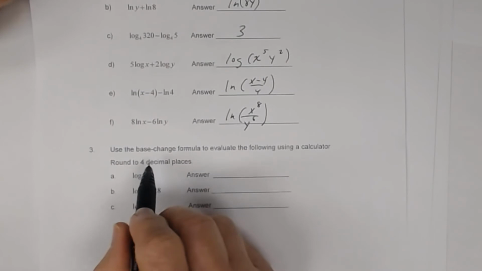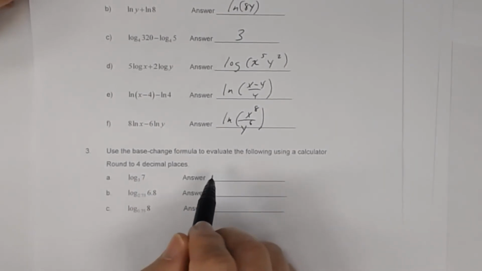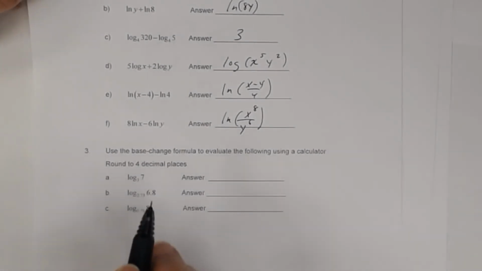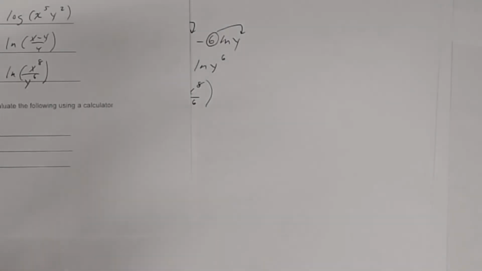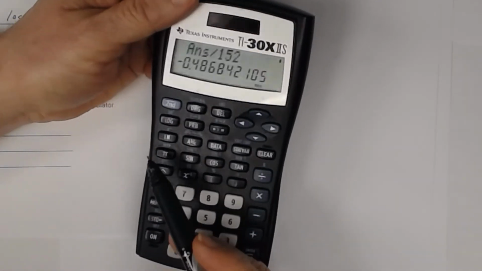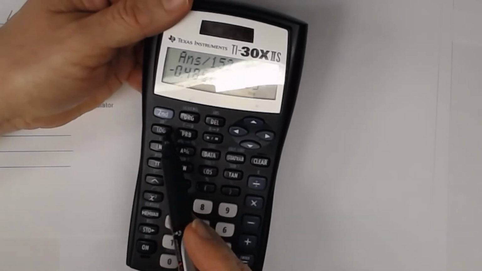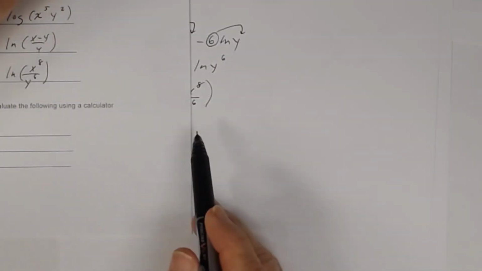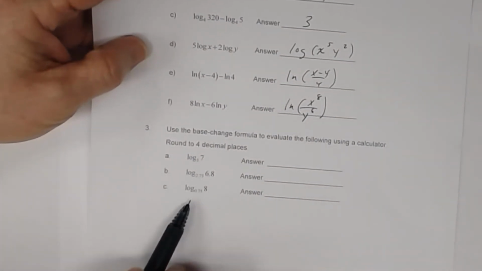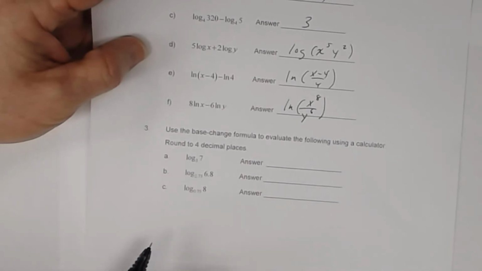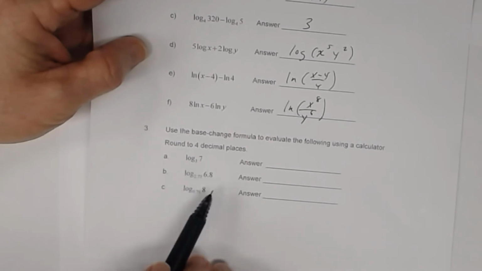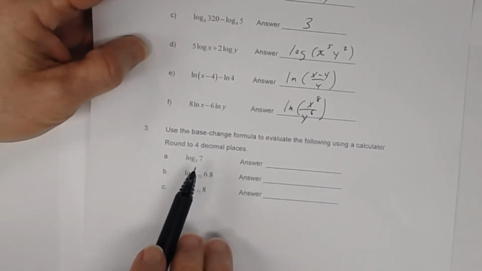All right, now in number 3, they want you to use the base change formula to evaluate the following using your calculator, and it does say round to 4 decimal places. So remember, when using a calculator, your calculator only uses base e. See right here, natural log is base e, and log is base 10. It doesn't use any other base. So see, that's base 3, that's base 2.73, and that's base 0.75. So you cannot right away determine these easily without a calculator.